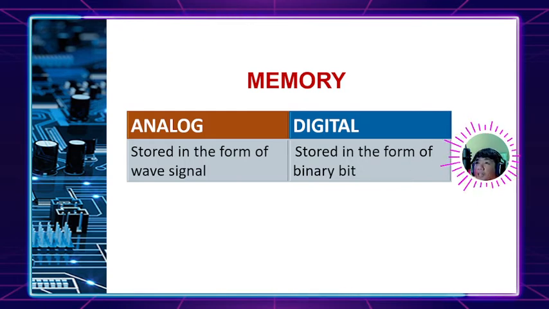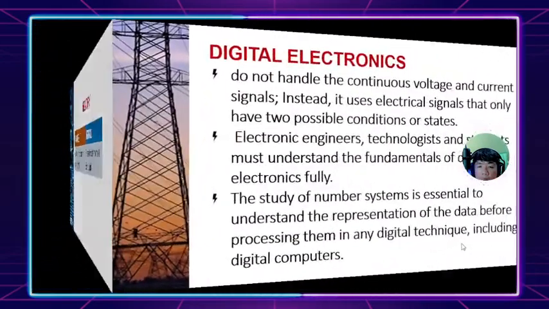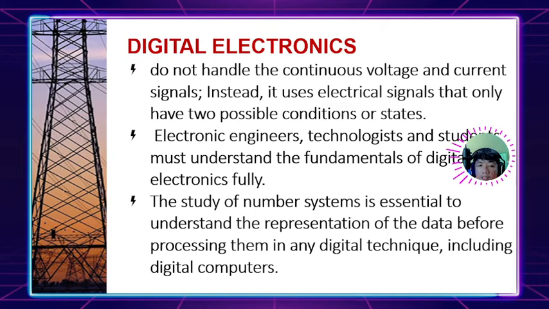Okay. And in computers, you remember the bytes and bits. 1 byte is equivalent to 8 bits, since we're talking about ICT. This pertains to the storage or memory of your hardware or computer. Even ICT or computers are studied in electronics. Okay? So, when we say digital electronics, it does not handle continuous voltage and current signals. Instead, it uses electric signals that have only two possible conditions or states. Because digital electronics is binary, its interpretation means two states or two conditions.